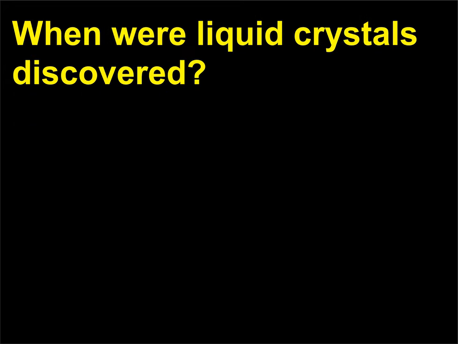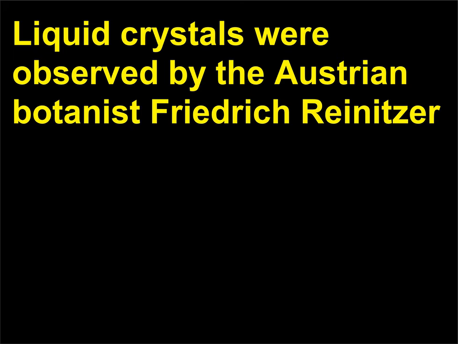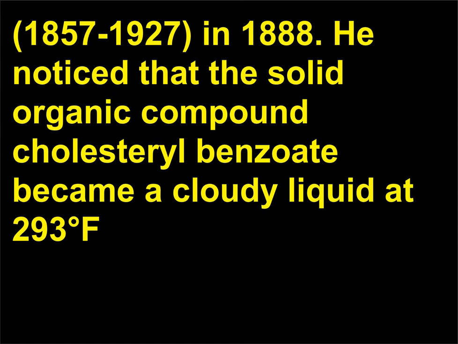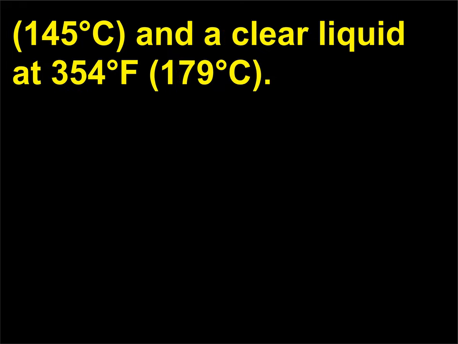When were liquid crystals discovered? Liquid crystals were observed by the Austrian botanist Friedrich Reinitzer, 1857-1927, in 1888. He noticed that the solid organic compound cholesterol benzoate became a cloudy liquid at 293 degrees Fahrenheit, 145 degrees Celsius, and a clear liquid at 354 degrees Fahrenheit, 179 degrees Celsius.